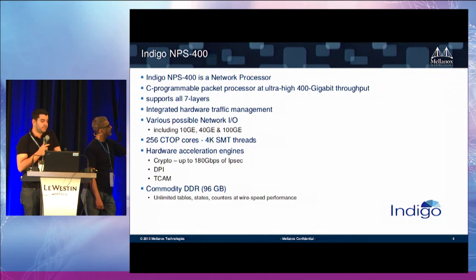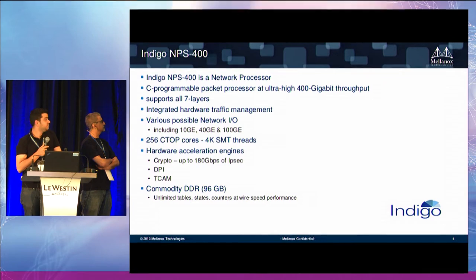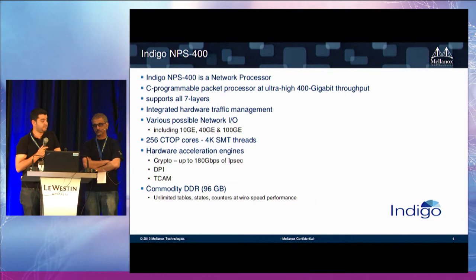The network processor itself has 256 CTOP cores. Each core has 16 hardware threads, which basically enables 4K SMT threads. Hardware acceleration engines are used for crypto. You can reach up to 100 gigabit per second of IPsec. You can use it for DPI, TCAM, and you have a very, very large scale of DDR, 96 gigabit. You can define huge tables with millions of flows and states, and you can write and update counters at wire speed performance. That's it for the introduction to the NPS.